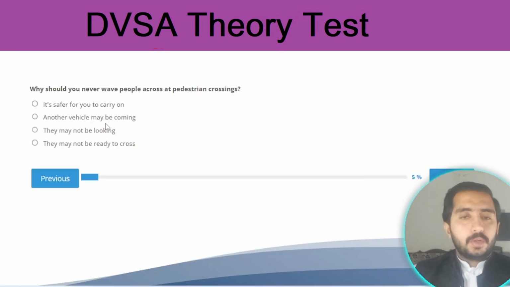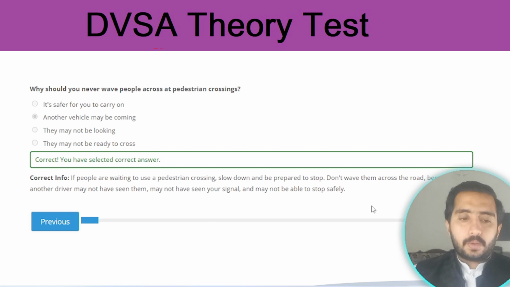Next one, question number 2. Why should you never wave people across at pedestrian crossings? The correct option is another vehicle may be coming. Option D is the correct one.